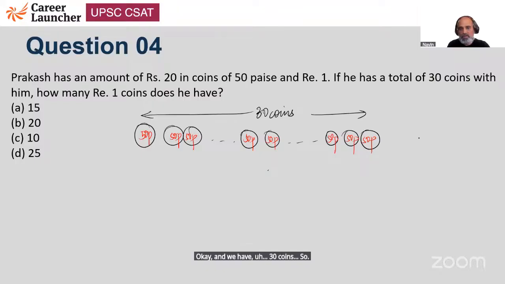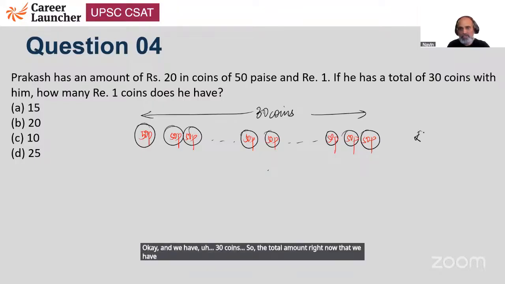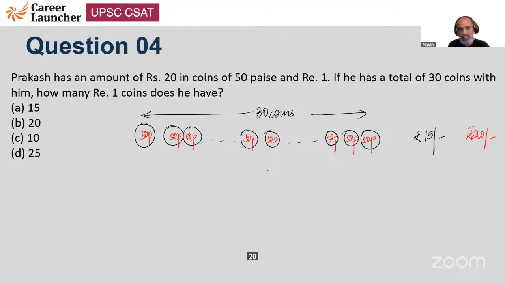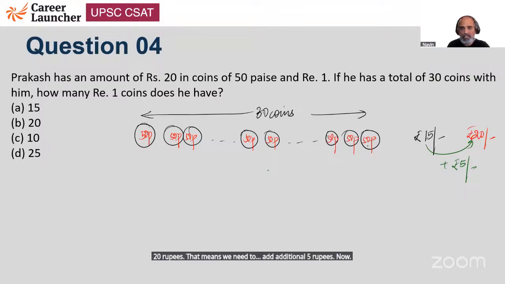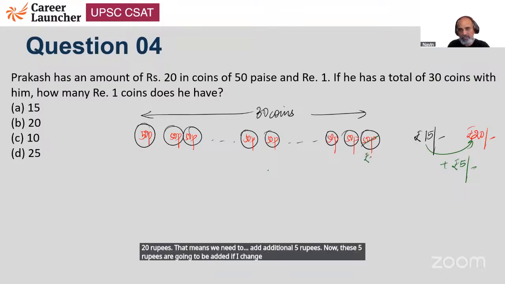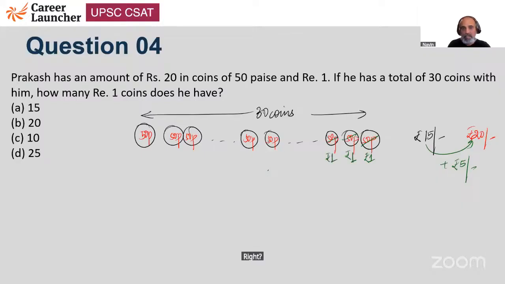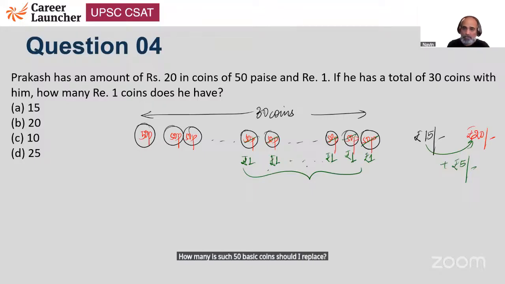So the total amount right now that we have is going to be 50 paise into 30, which is going to be 15 rupees. Our target is to reach 20 rupees. That means we need to add additional 5 rupees. Now these 5 rupees are going to be added if I change every 50 paise to 1 rupee, right? When I do so, how many such 50 paise coins should I replace with 1 rupee?